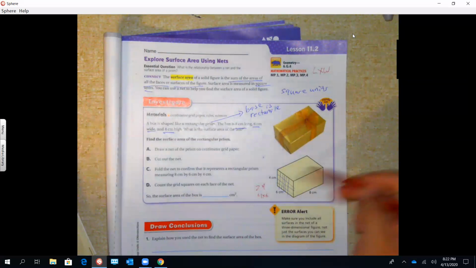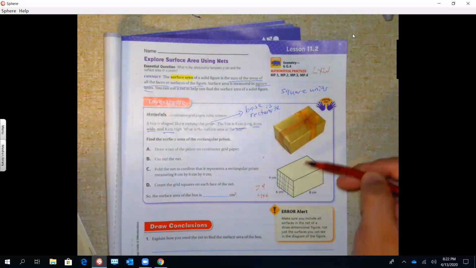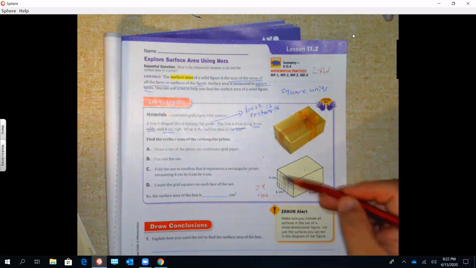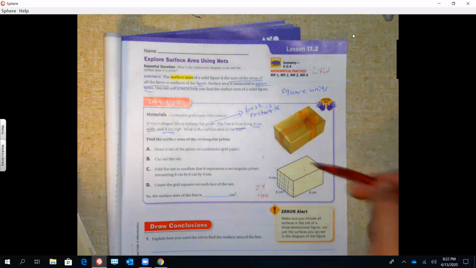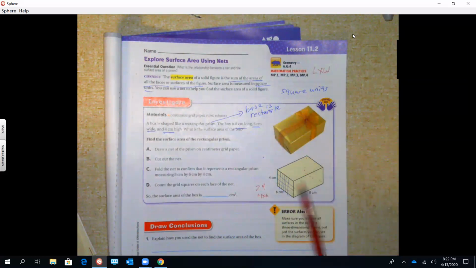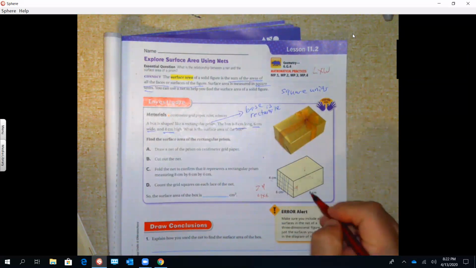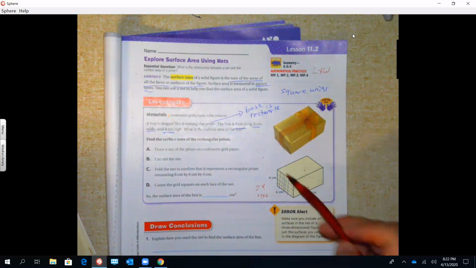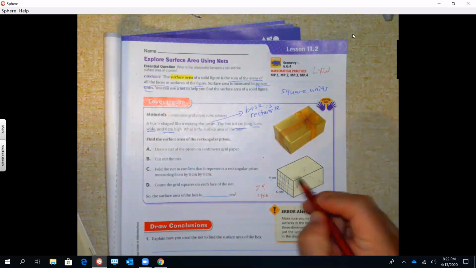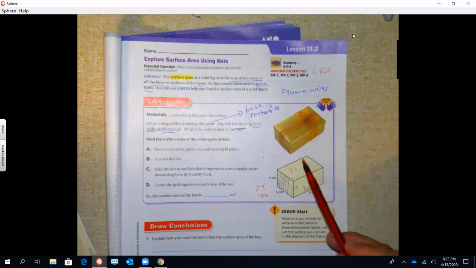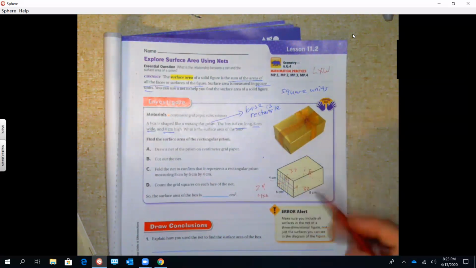Now you can't see the other side, do you? So we use a dot to represent it. So this face and this face right here are both 24. And this face right here is 8 times 4, parallel line. So this is 8 times 4, this is 32. So then the other face is also 32. And the two bases will be 8 times 6.